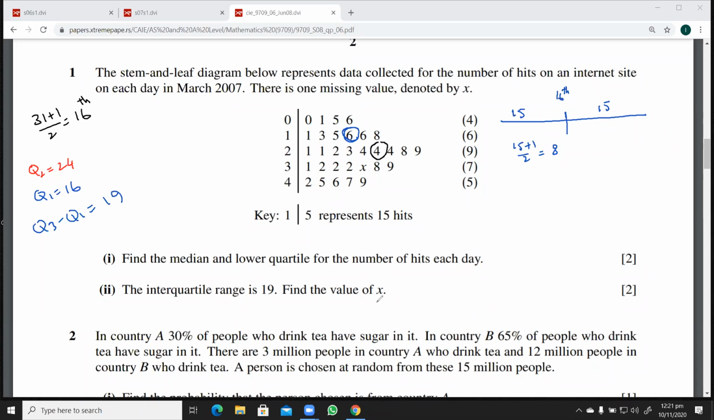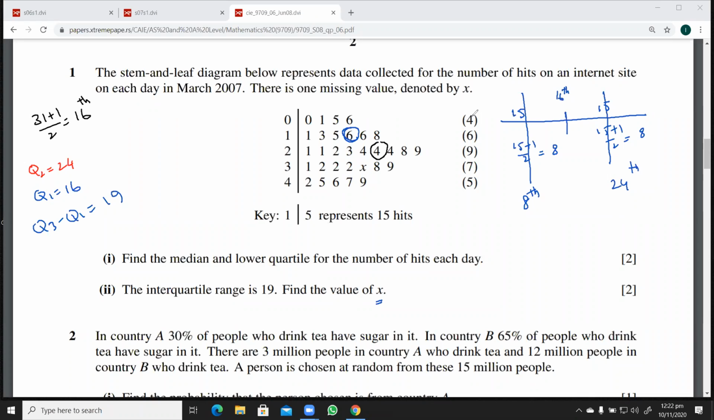And he's asking for this X, okay? Now, obviously the upper quartile is going to be in the later half. So you do 15 plus 1 over 2, you get 8. So this is 16 plus 8, that means the upper quartile is at the 24th place. This was at the 8th place. This is going to be at the 24th place, okay?